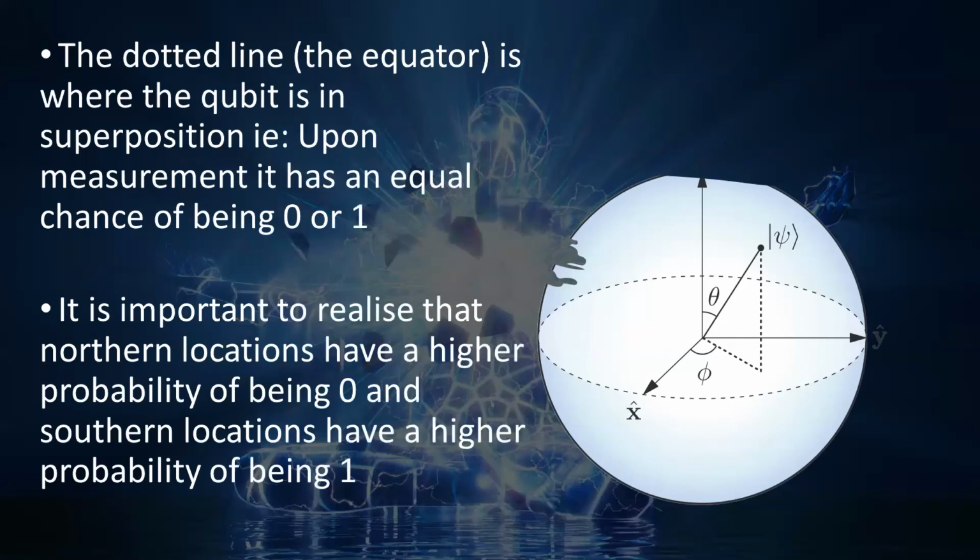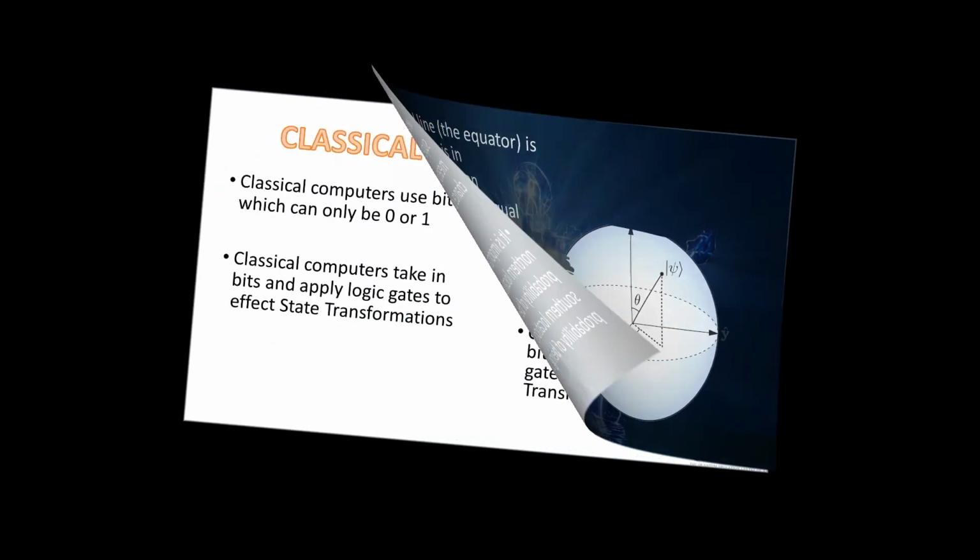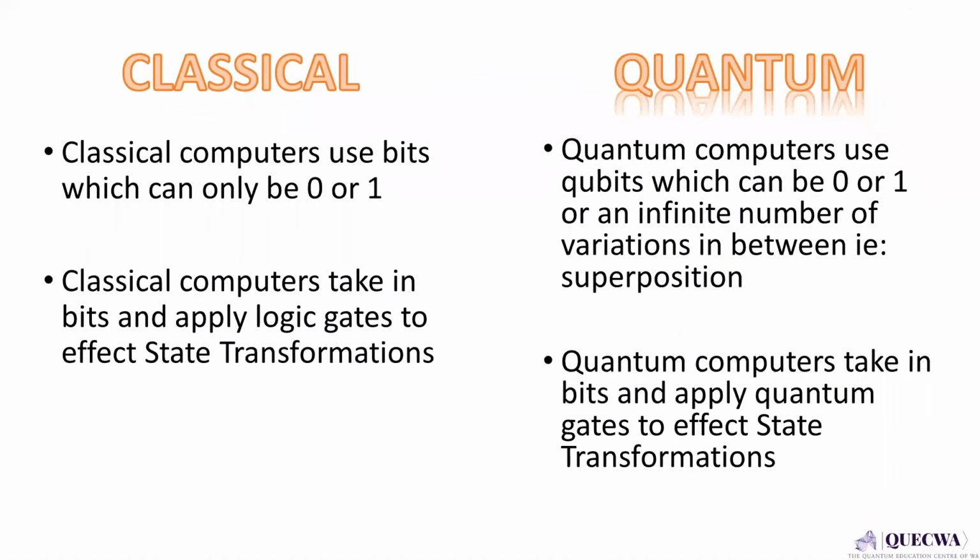There's the equator again, and that's when a qubit is in superposition. And it is important to realize later, not now, but later you'll see that any point in the northern hemisphere has a greater chance of being 0, and the southern hemisphere has a greater chance of being 1. Again, classical computers can only be 0 or 1. They use logic gates, and a quantum computer can be 0 or 1, or an infinite number of variations in between.